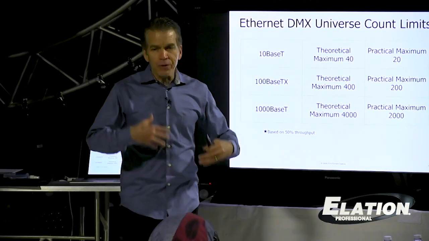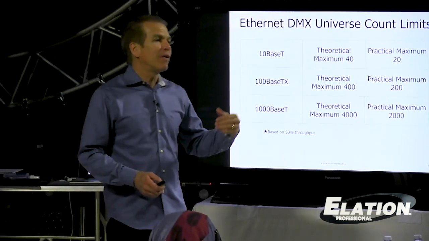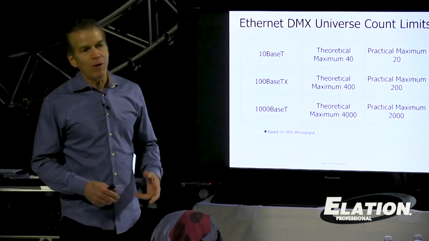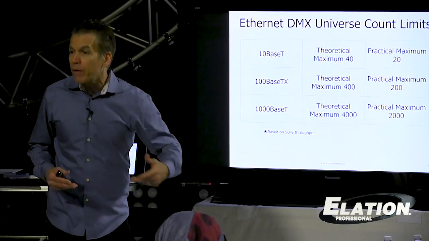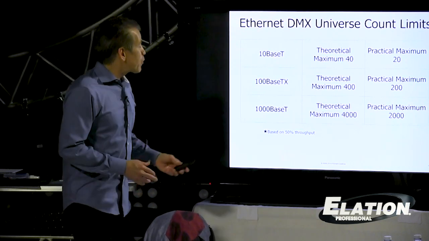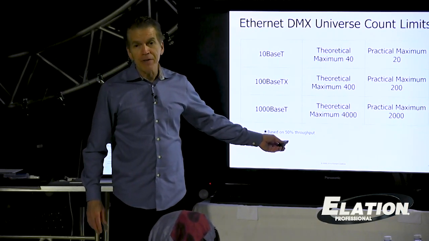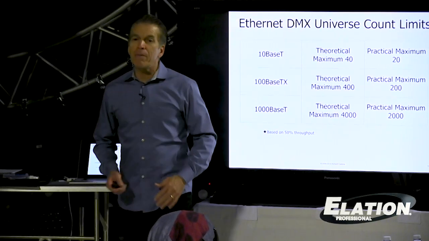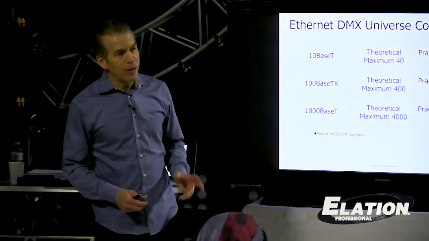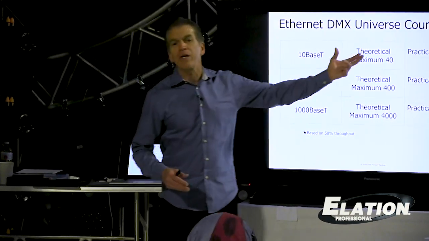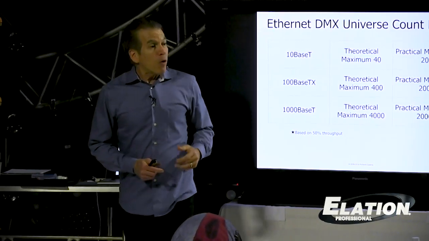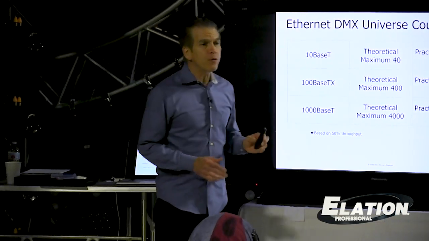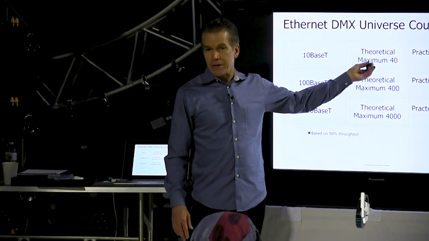Now in real life, there's latency in the network. If we have a lot of switches in the network, there are various things that can slow down the throughput of a network. So if we have a throughput of 50%, that means in practice, we would have something like 20 universes of DMX that we can get through a 10 base T network. And the truth is, it's probably somewhere in between those two numbers. Now, when ArtNet came out in 1998, they originally allowed you to configure up to 40 universes of DMX.